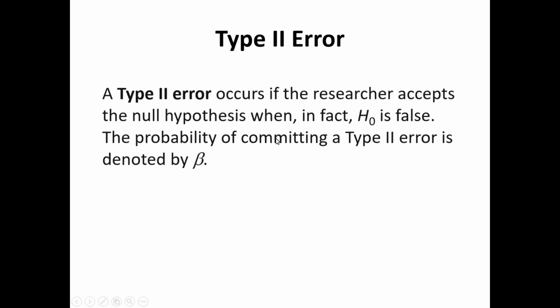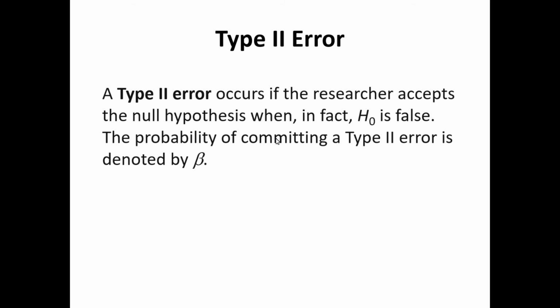A type 2 error occurs if the researcher accepts the null hypothesis when in fact it's false. The probability of committing a type 2 error is denoted by beta. Beta is a much more difficult concept to grasp. Basically, beta is saying that we should have been able to reject it, but we couldn't set up a test that showed it.